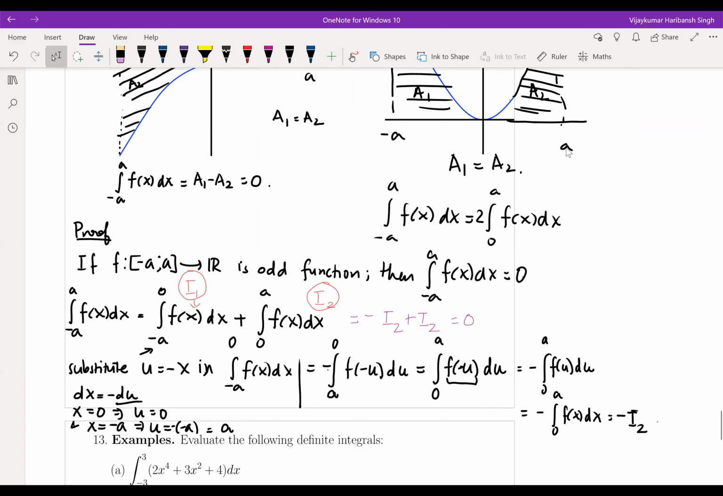So this is a proof that the integral from minus a to a of f of x dx is 0 when you integrate an odd function. Now a similar proof can be done for an even function as well. Okay, so this is a proof.